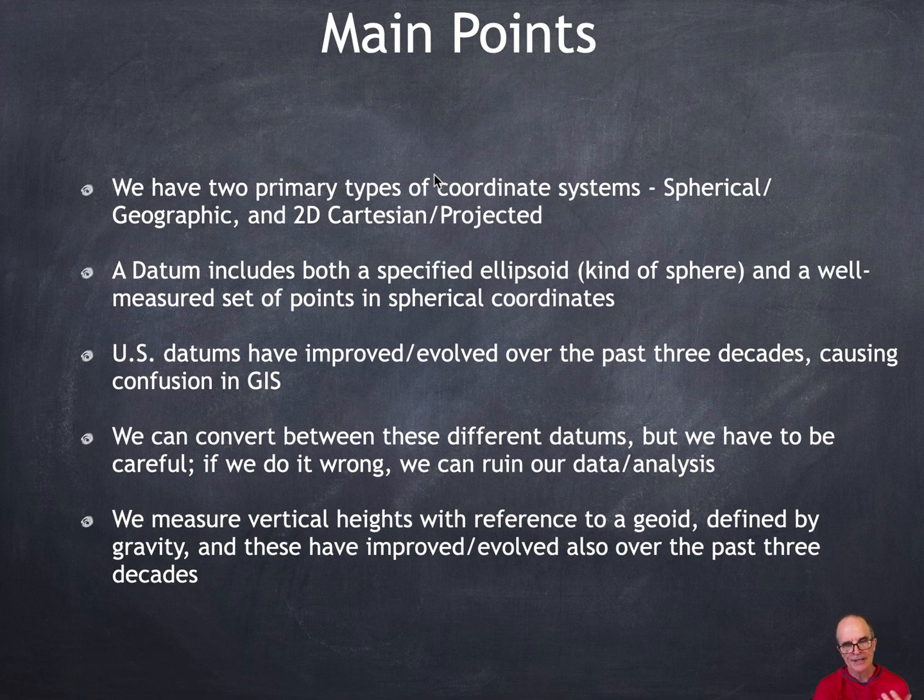We measure vertical heights with reference to a geoid defined by gravity, and these have improved and evolved through time also, but the versions aren't as different within the NAD83 family. The difference between the WGS84 ITRF, the worldwide system, and the US specific system are greater. And so those vertical datums, we can't mix and match in analysis. We have to convert to the same one.